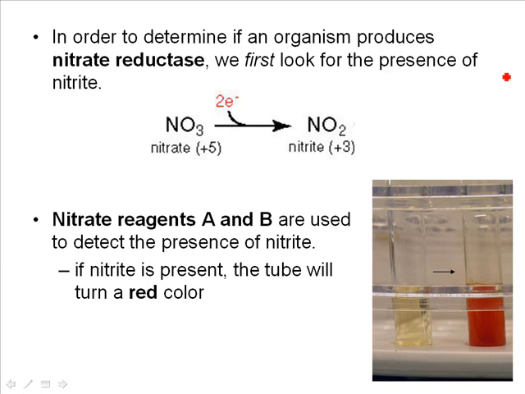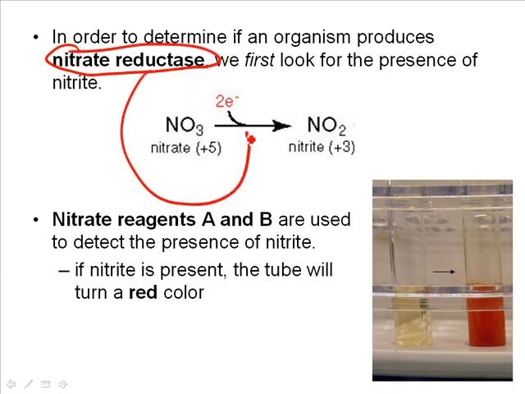The first thing we want to determine is if an organism produces that nitrate reductase. Now, if an organism produces nitrate reductase, what should happen in our nitrate broth is the nitrate that was present should be reduced to nitrite. Now, we can test for the presence of nitrite by adding what we're going to call nitrate reagents A and B. Nitrate reagents A and B are used to detect the presence of this molecule right here. If nitrite is present after you add reagents A and B, that tube will turn a nice red color.